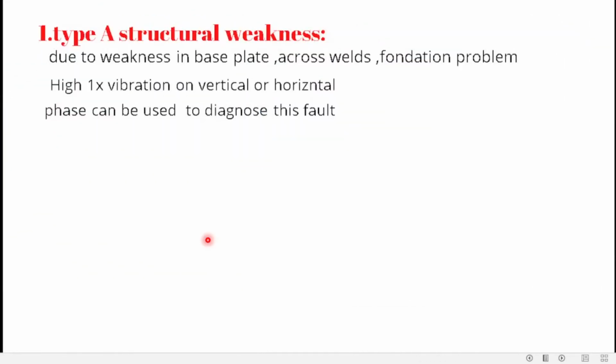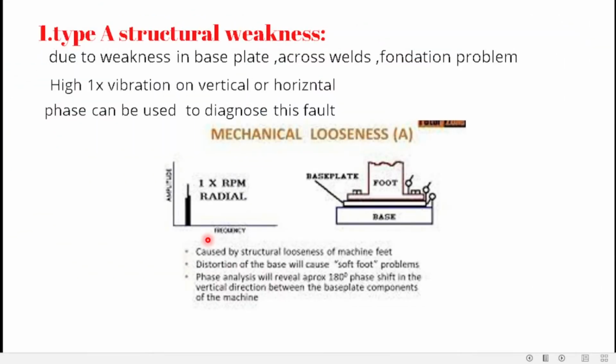The first type is structural weakness, due to a weak base plate or a foundation problem. We have only one times running speed vibration in the vertical or horizontal direction. That means when we check this spectrum, we see only one peak, vertical or horizontal, because we cannot confuse imbalance and looseness. This is the difference, and we see it with the phase. This picture shows this problem.